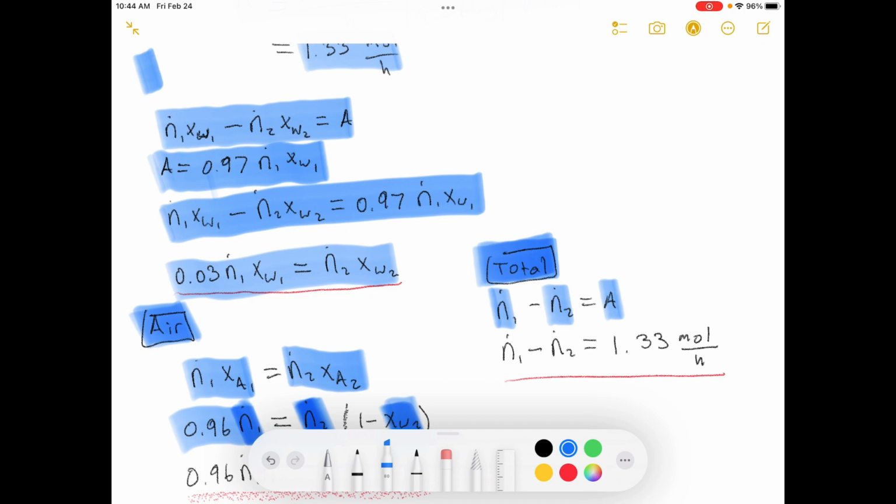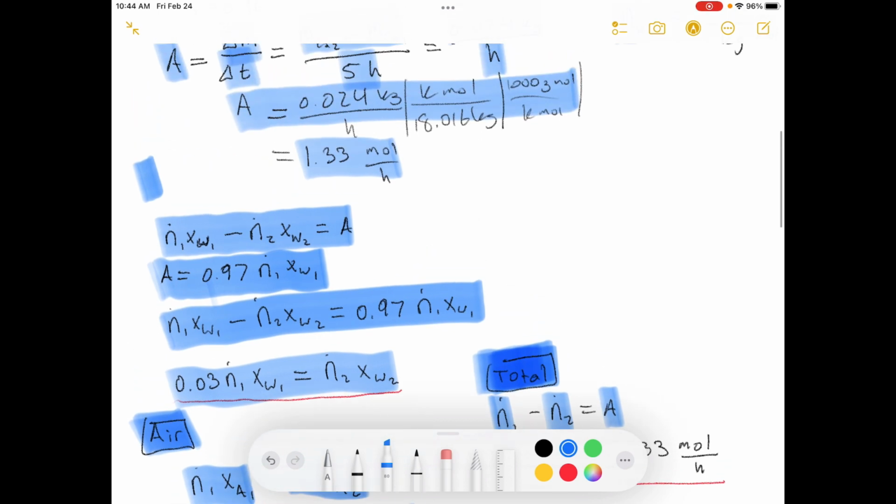If we tried to substitute this information into one of these equations and solve for the unknowns, you would get something that doesn't work. It would just cancel out. You'd end up with something trivial like 1 equals 1 or 0 equals 0, because the equations are not independent.